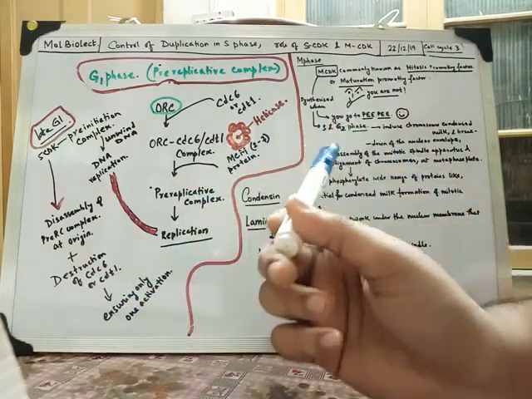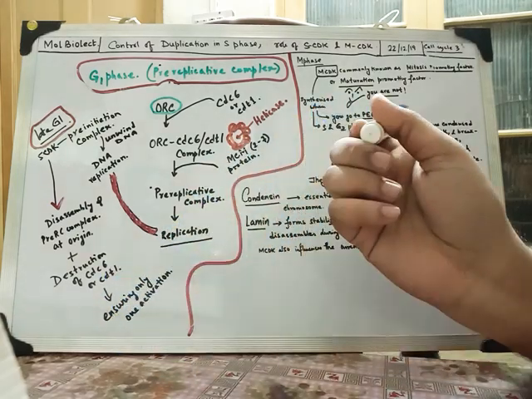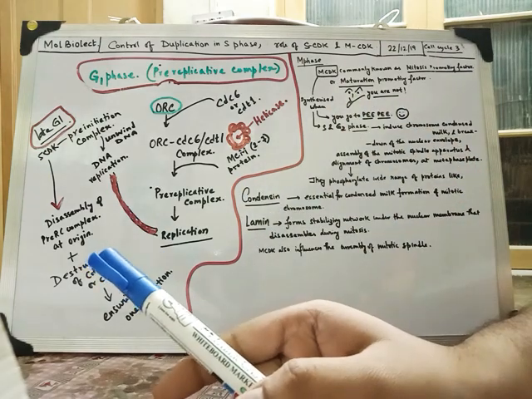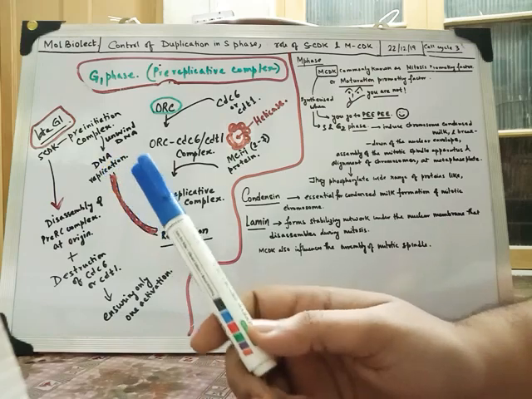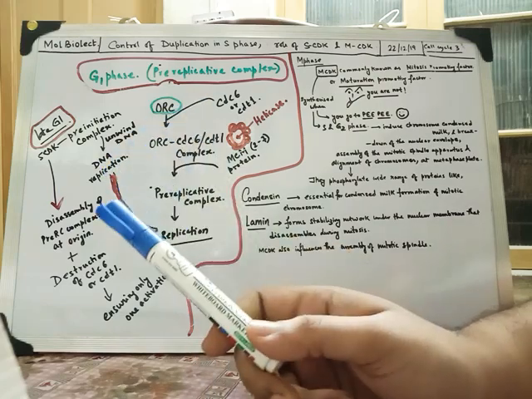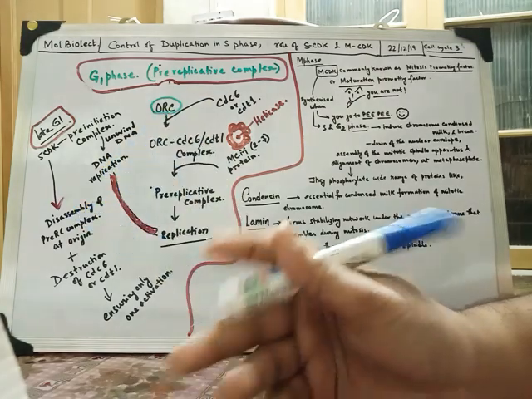Okay, S and G2 phase. Now what it does is that it induces chromosome condensation to happen. Now this chromosome condensation helps with segregation.